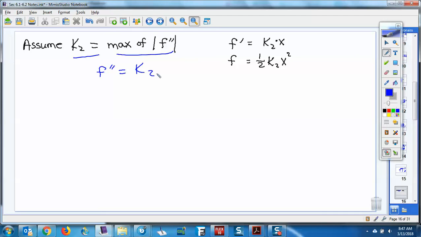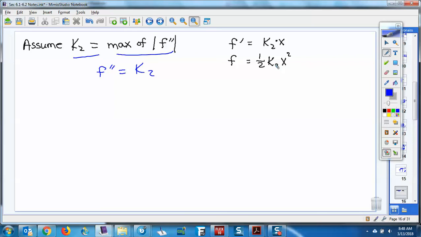Okay, well, here's what a function would look like that has a K2 second derivative the whole time. So we want to know what f is, the original function. So let's do the antiderivative of that. That'd be K2x. So that'd be f prime. Let's do the antiderivative again. Plus c is not going to matter. Let's do the antiderivative again. Raise that up to a 2, divide by 2. This parabola would be a function that would have a K2 second derivative all the time.